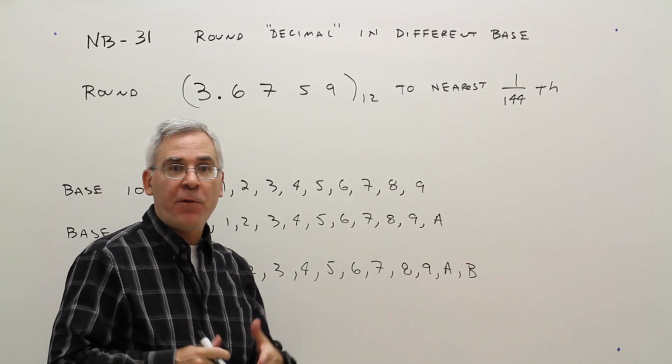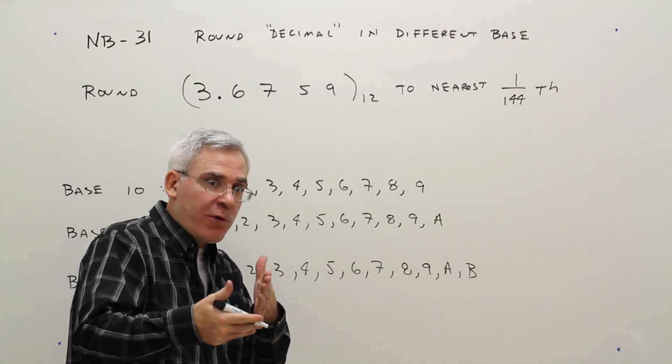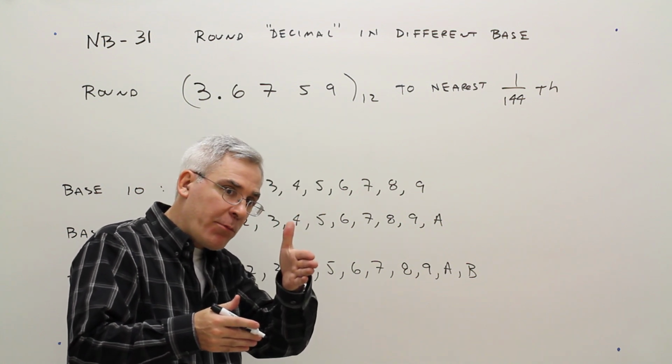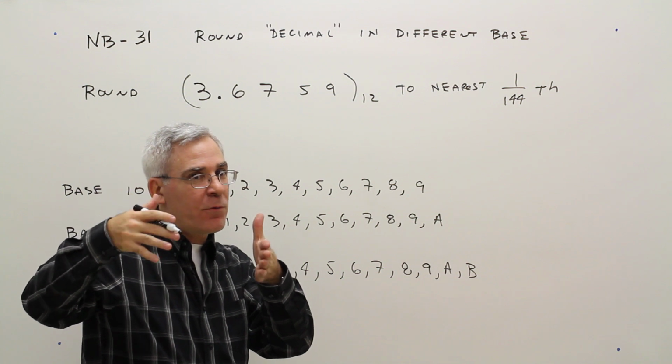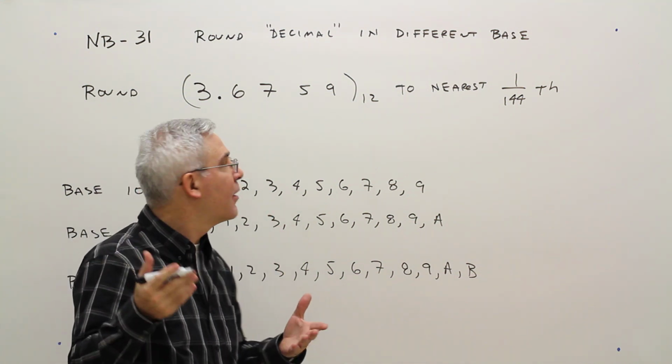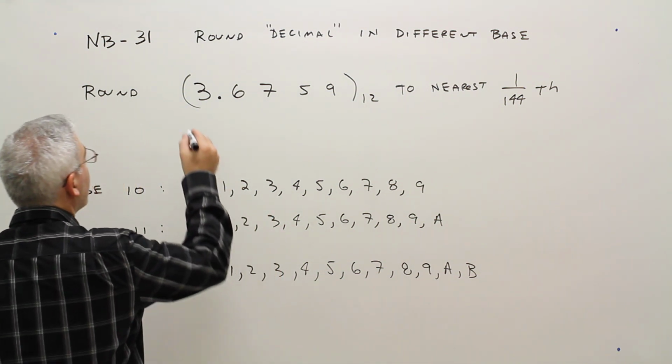All right, so first we've got to identify what the place values are, find the 1/144th, go to the right column, and decide if that's big enough to warrant rounding up or not. So first let's identify the place values.